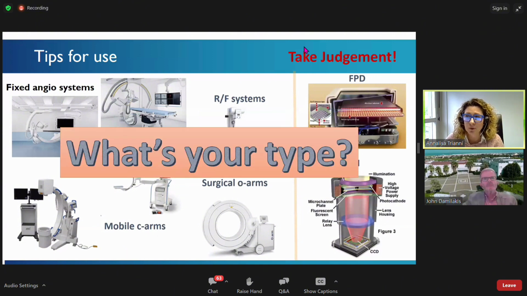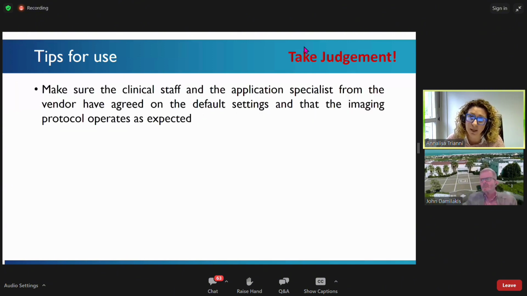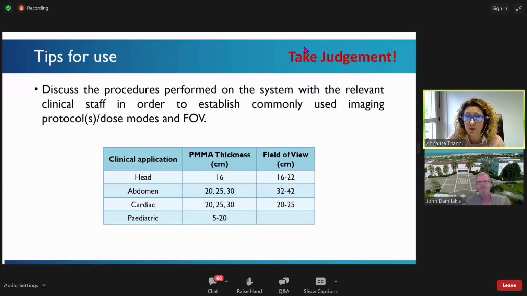Second, make sure that what you start evaluating is actually the optimized equipment. So clinical staff and application specialists together with the physicists have agreed on the default settings, and the imaging protocols operate as expected. Otherwise, you have to repeat these measurements again and again. Discuss which are the procedures performed, not just which is the equipment performed, in order to set which are your most commonly used protocols, thicknesses and field of view.